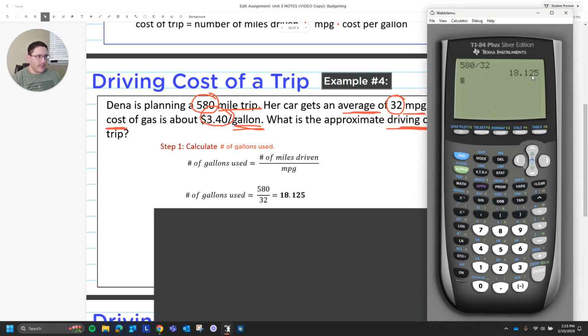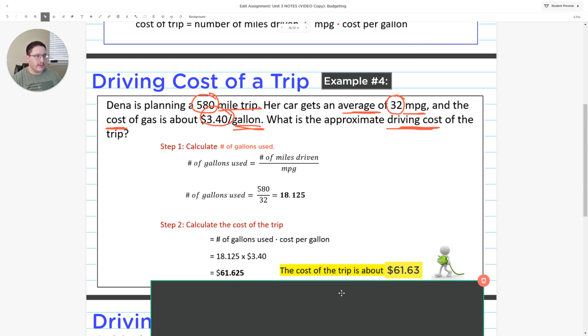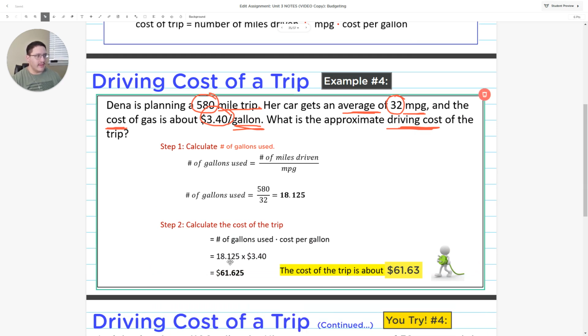Then we're going to use this number, multiply by the cost per gallon, and we'll get our total cost for the trip. So 18.125 times the cost, which is 3.40, is going to equal $61.63. So again, this is $61.63 for the entire 580 mile trip that Dina is planning. That's it for example number 4.